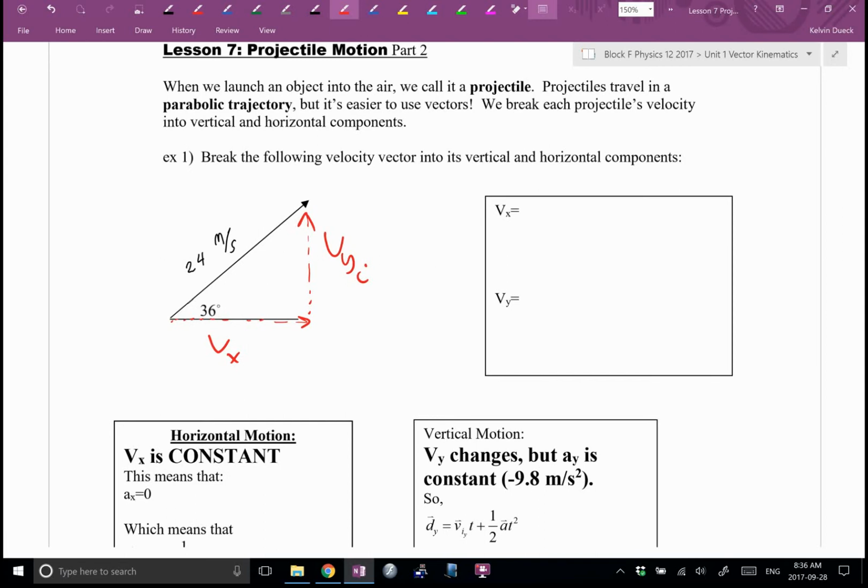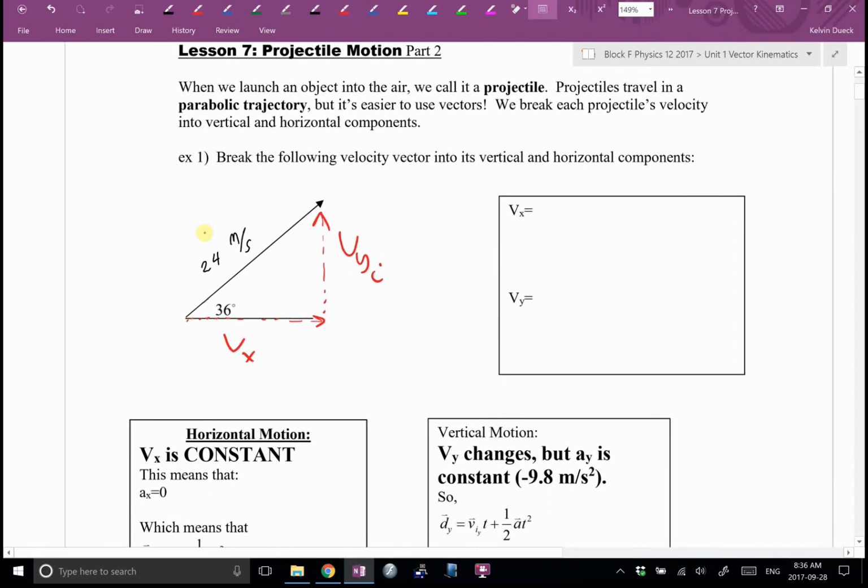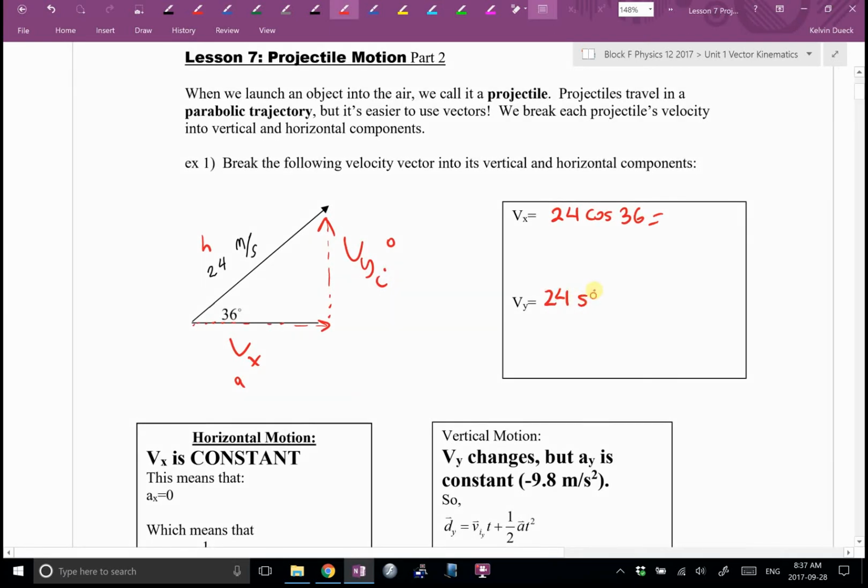That 24, opposite, adjacent or hypotenuse? How about Vy initial? Okay, Vx, which trig function? Cos. Do you see it? A and H? In fact, have you noticed the pattern? I think it's going to be 24 times the cosine of 36. If you sit and do the trig, you'll find it's the hypotenuse times the cos of the angle. And I think you'll find Vy is 24 sine 36.